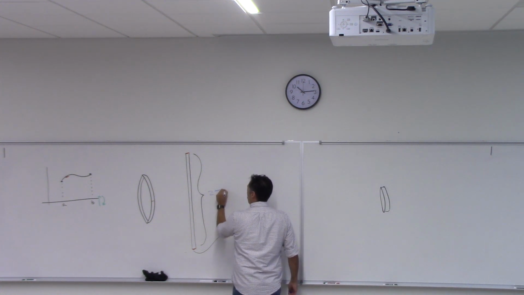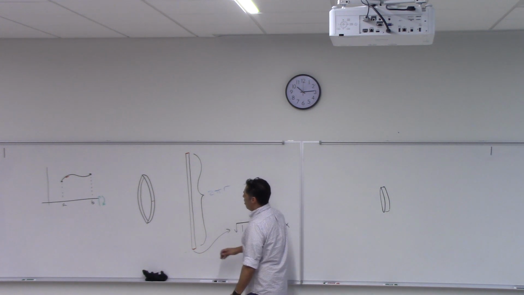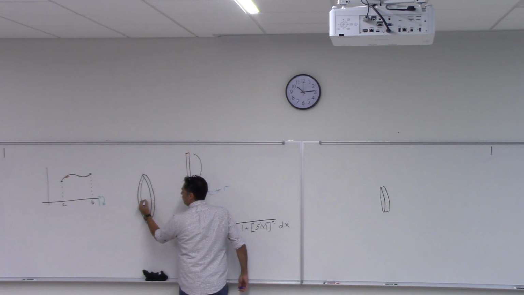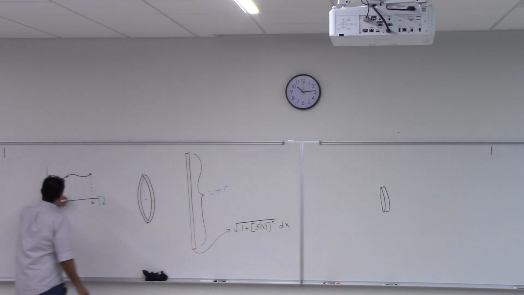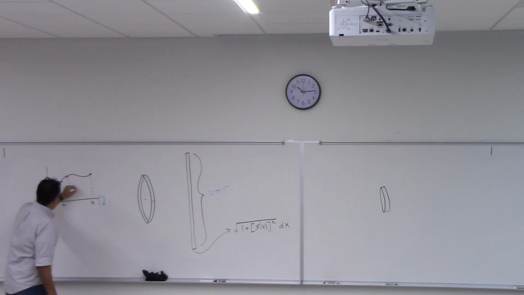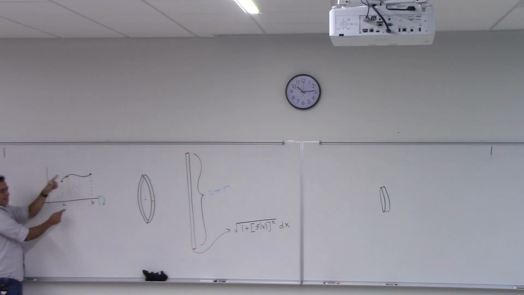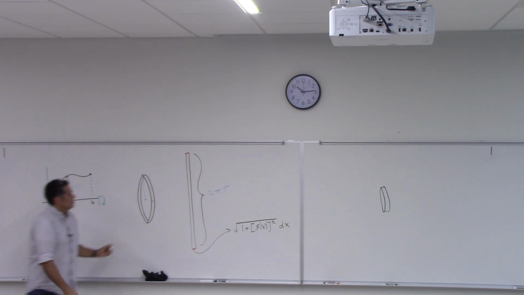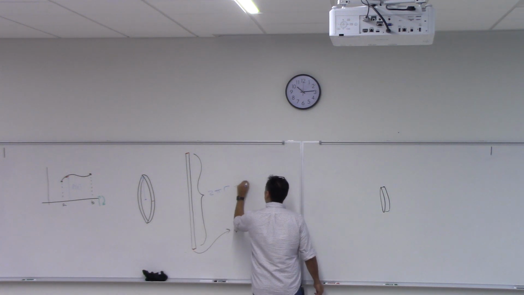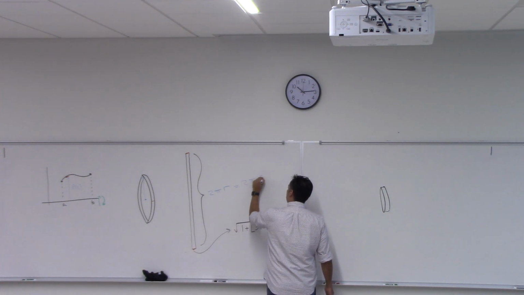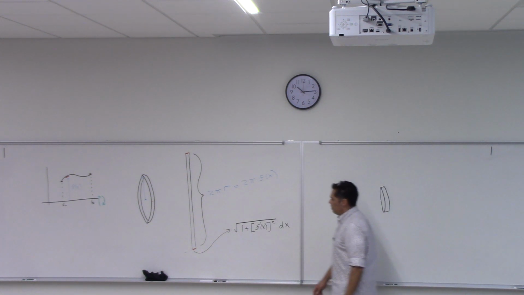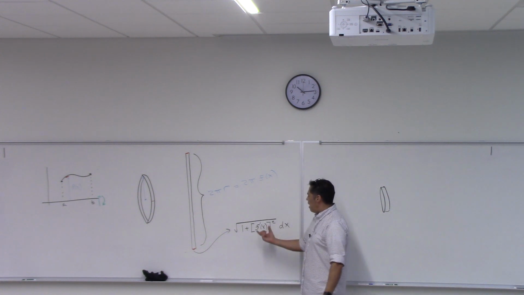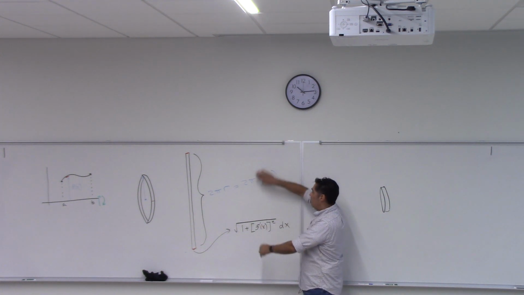2 pi, I'll use lowercase r, 2 pi r, but what's r? R is the distance from the center to here, right? Which for us is what? That's just the function, isn't it? We're rotating around the x-axis, so our function's value would be r. So this becomes not that, but 2 pi times f of x. So this is how wide it is. This is how tall it is.